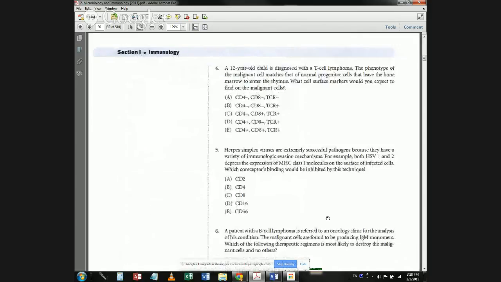Got it. All right. A 12-year-old child is diagnosed with a T cell lymphoma. The phenotype of the malignant cell matches that of normal progenitor cells that leave the bone marrow to enter the thymus. What cell surface markers would you expect to find on the malignant cells? Okay, well, there will be CD4 negative, CD8 negative, TCR positive. And the only option I see here for that is B.